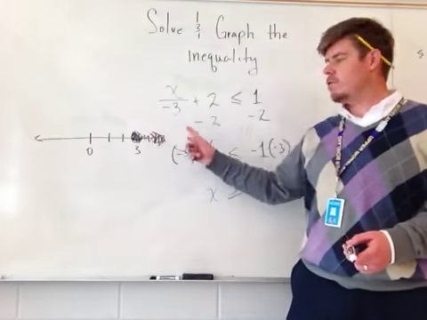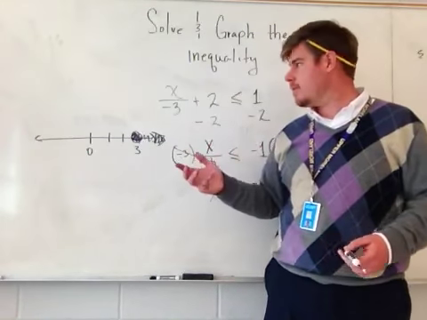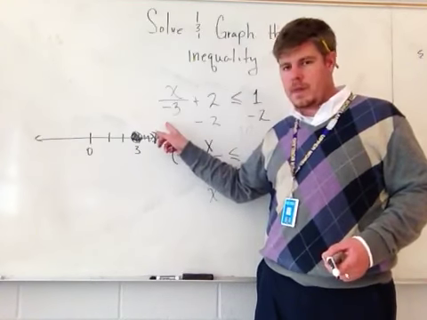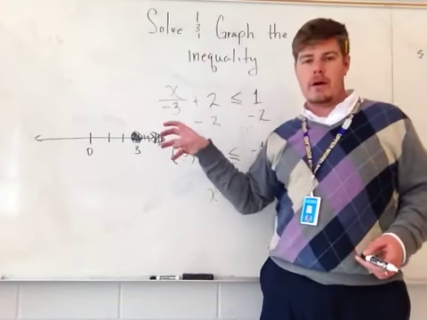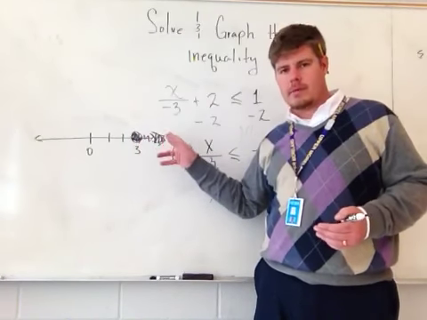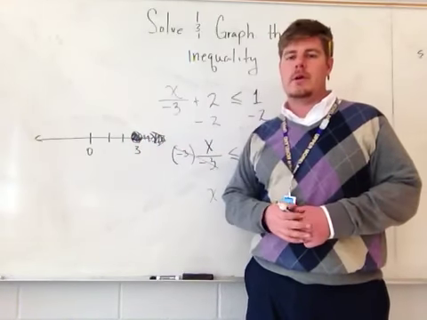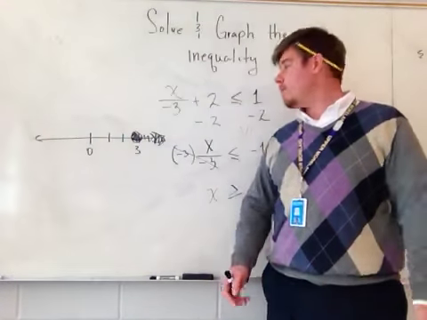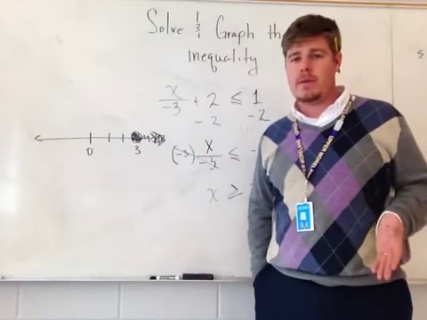So let's pick a number to the right of 3. Let's pick 6. So 6 divided by negative 3 is negative 2. Negative 2 plus 2 is 0. Is 0 less than 1? Yes, that is true. 6 is to the right, so I shade to the right. So I hope that helps with any problems you're doing where you're trying to shade or come up with those types of inequalities. Remember the important keys here.